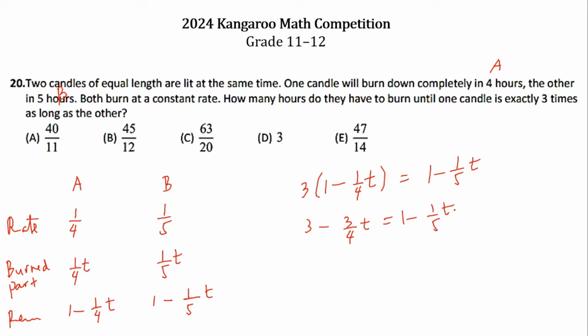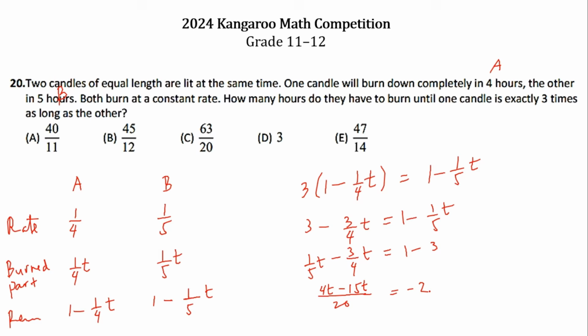Okay. Let us combine like terms. I'm going to transpose 3 to the right and 1/5 T to the left. So we have 1/5 T minus 3/4 T is equal to 1 minus 3. Alright, now the LCD is 20. So the numerator in the left side is 4 times T minus 15T, which is equal to -2.